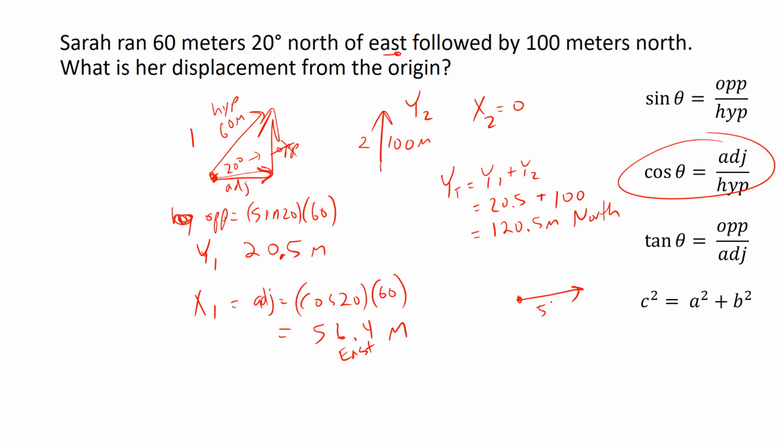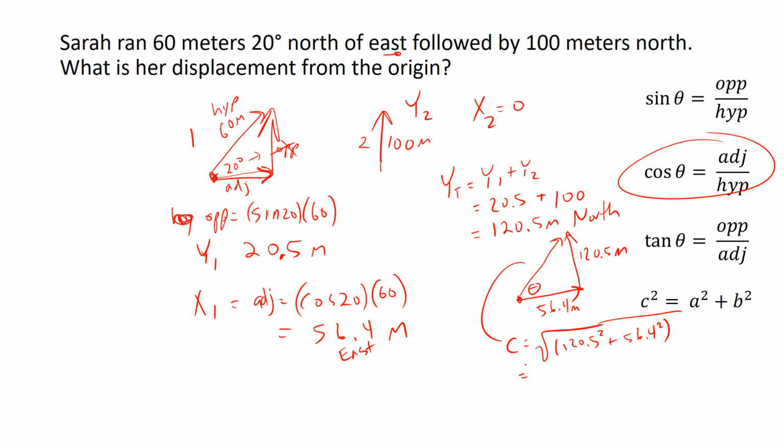My first one I see here is 56.4, so 56.4 meters followed by 120 meters. It's not to scale because I ran out of room here. And then we're trying to solve for this and this. To find that, we're going to do the Pythagorean theorem. So C is equal to the square root of 120.5 squared plus 56.4 squared.